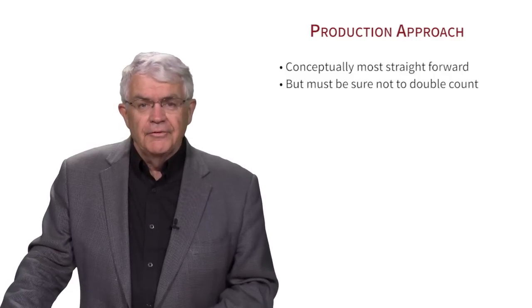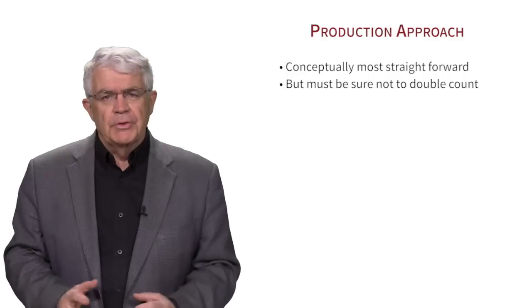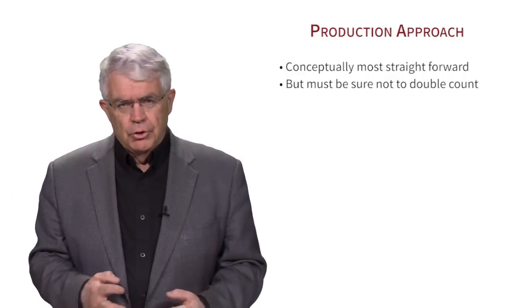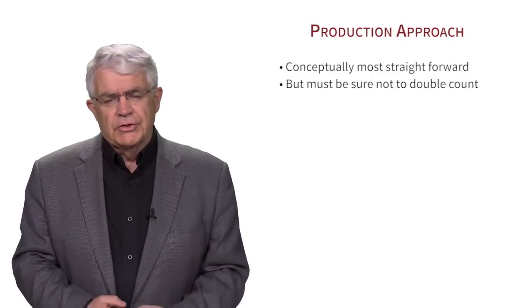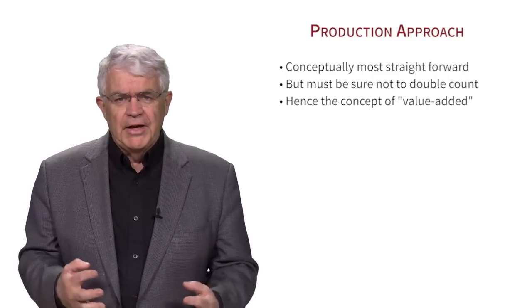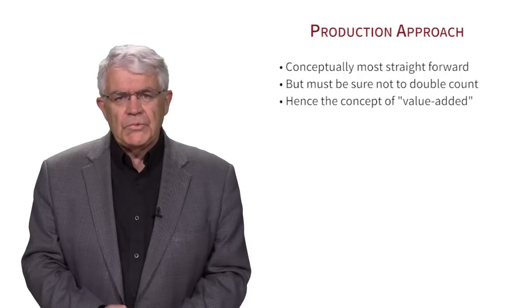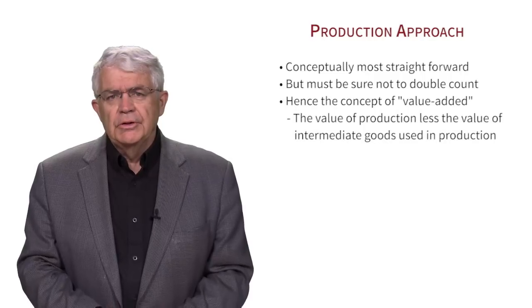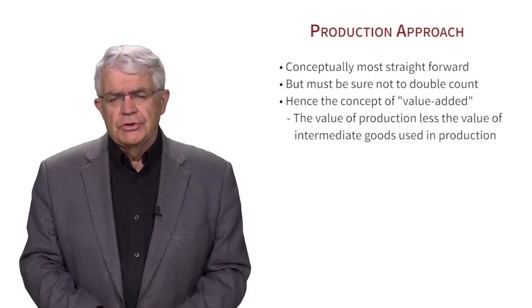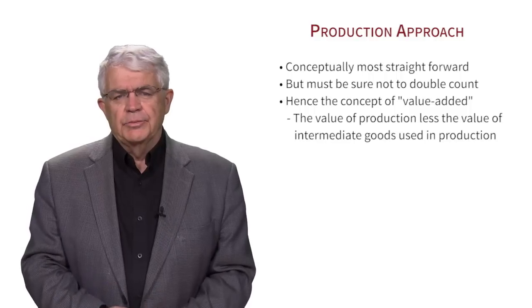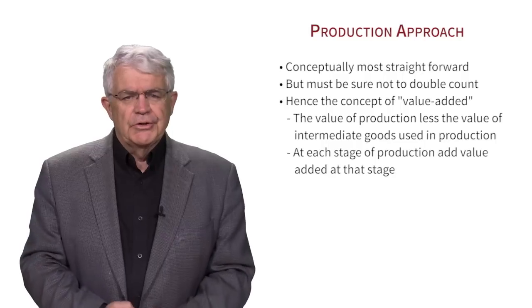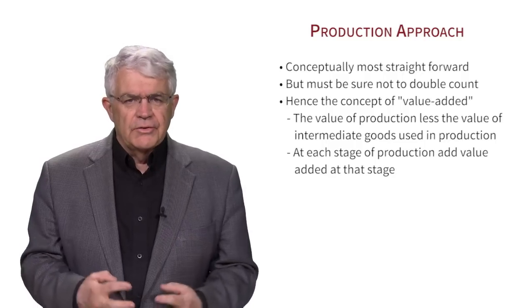So you have to be very careful when you add up the total production of stuff that's coming out of the factories to only add the value added at that factory. And that brings us to the concept of value added. Value added, by definition, is the value of production less the value of intermediate goods used in the production. And if you add up only the value added at each stage of production, you're then going to get a measure of GDP. And so that's the trick.